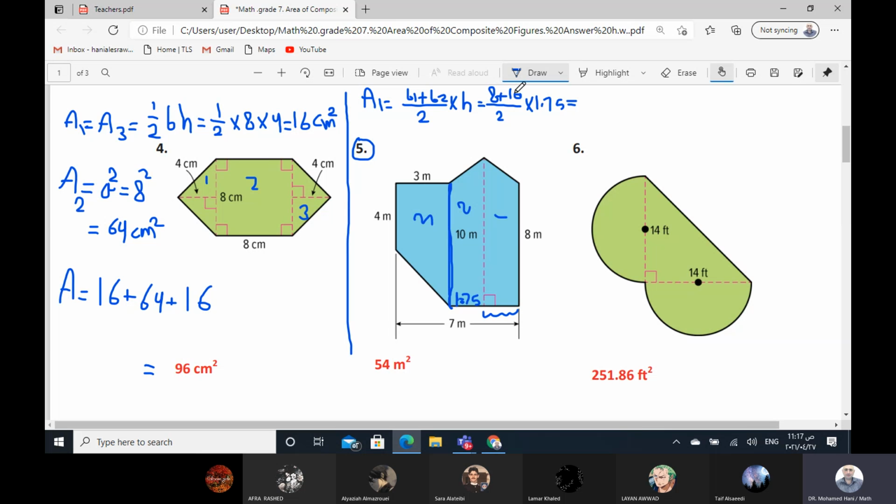Now 8 plus 10, 18. 18 divided by 2, 9. Now 9 times 1.75. The answer will be 15.75. And A2 is the same as the area of A1 because of the same dimensions. So we can write here A2 equals 15.75.